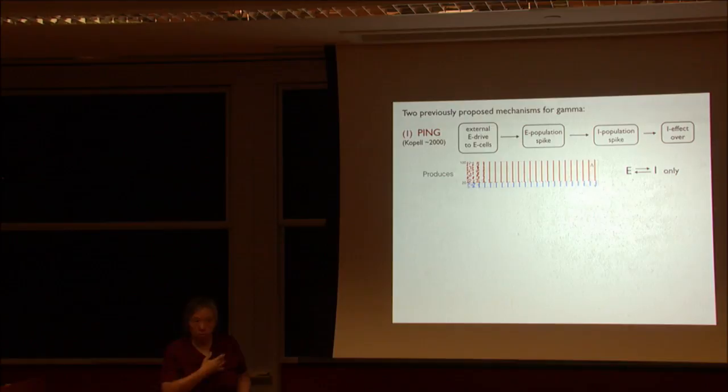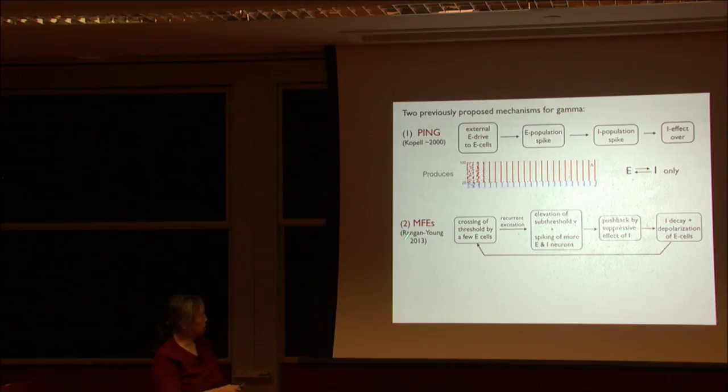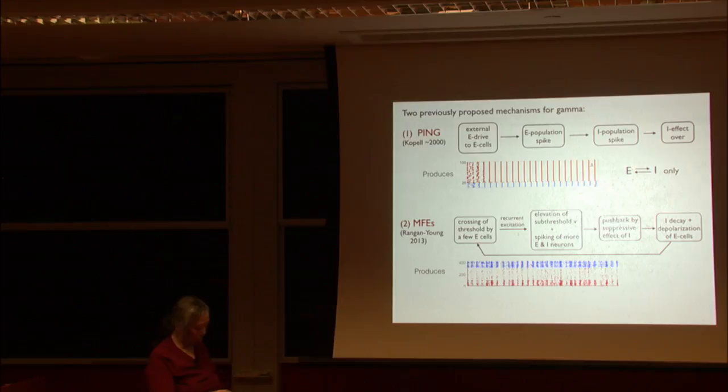So this is kind of what started this whole business. And then a few years ago, together with Adi Rangan, we started to do something a little bit more realistic, also looking at a model that's more abstract than the present one. We said, okay, wait. You don't see population spikes in the brain unless you're having an epileptic seizure or something like that. Only a few percent of these neurons participate.